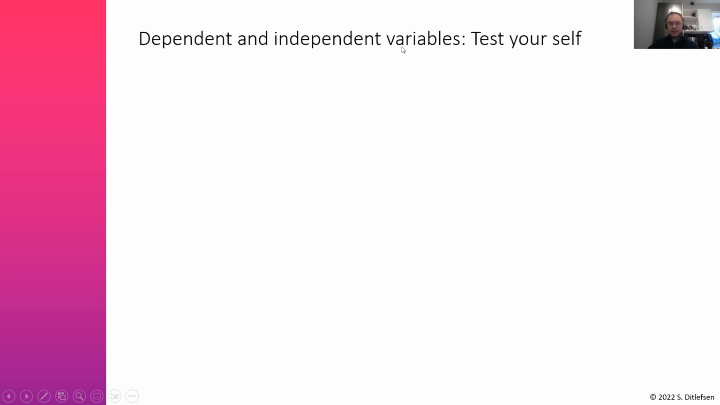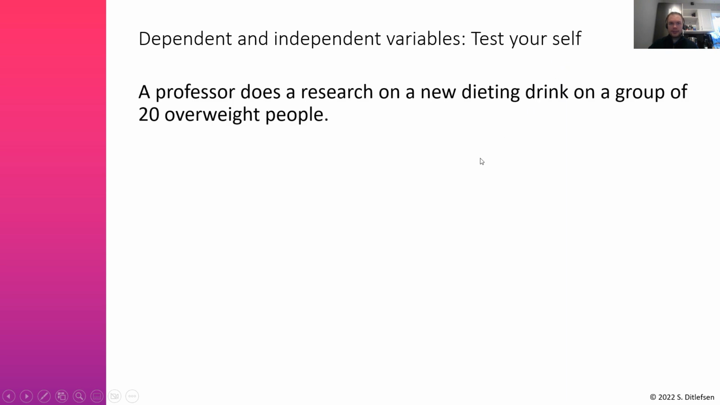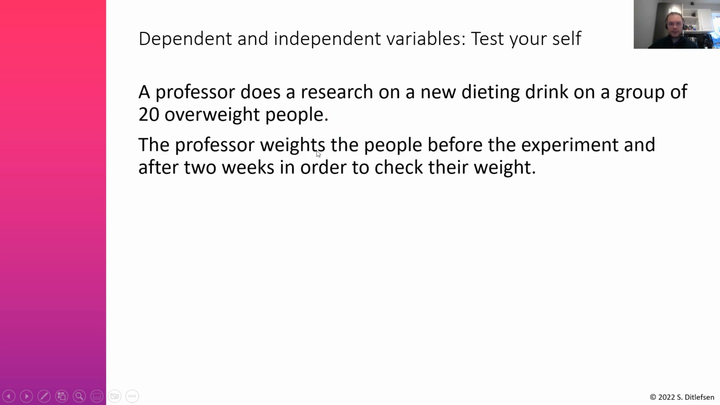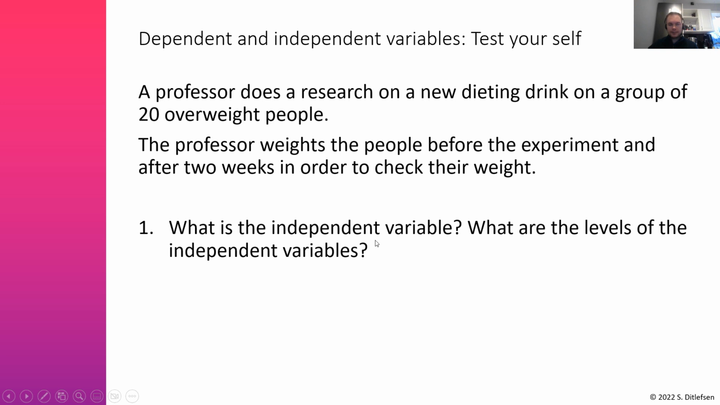Dependent and independent variable, test yourself. Okay, so let's do a test. A professor does a research on a new dieting drink on a group of 20 overweight people. The professor weights the people before the experiment and after 2 weeks in order to check their weight. What is the independent variable? What are the levels of independent variable?